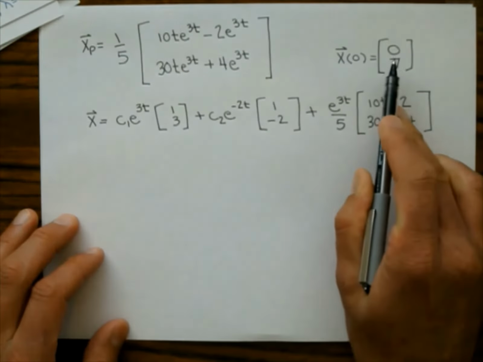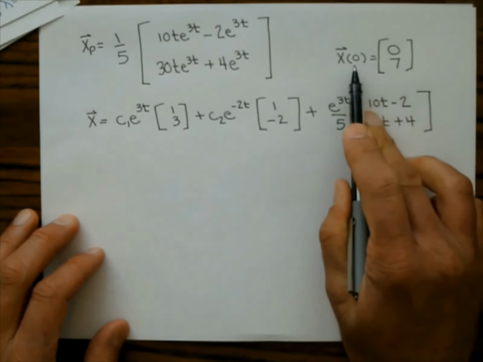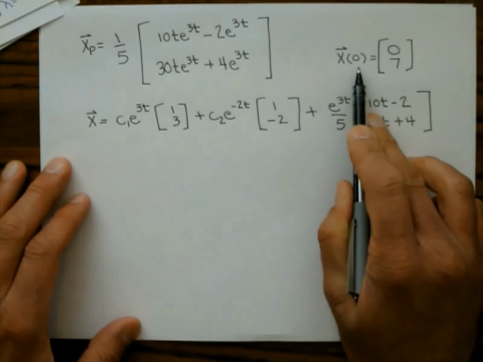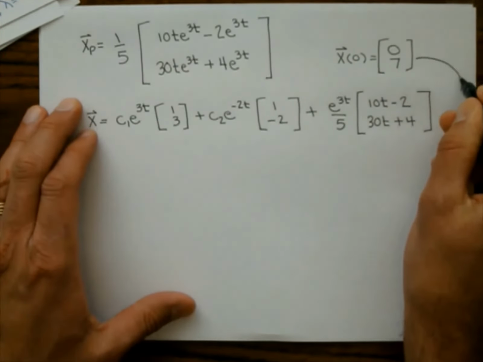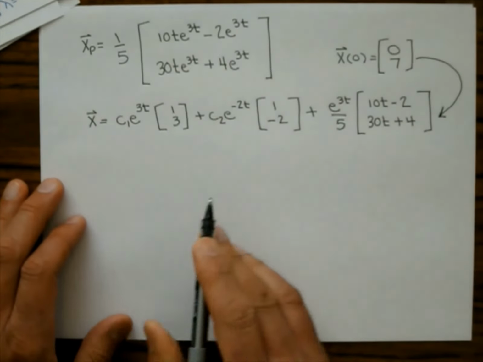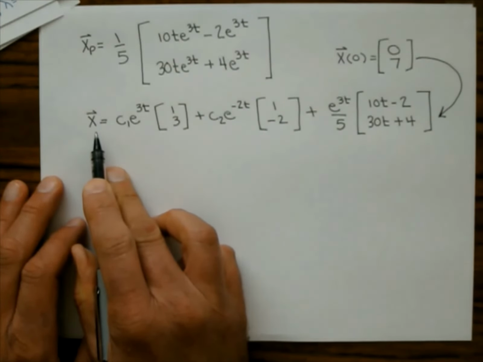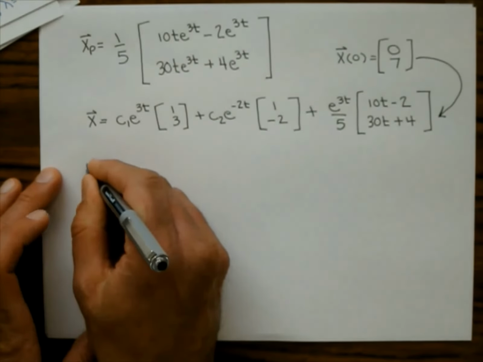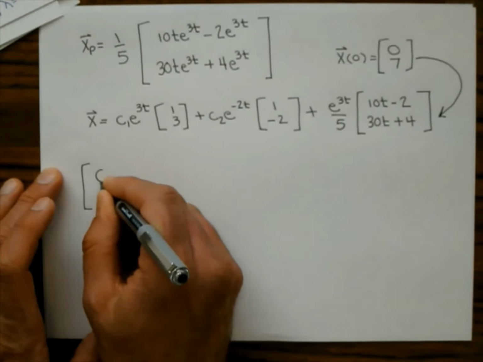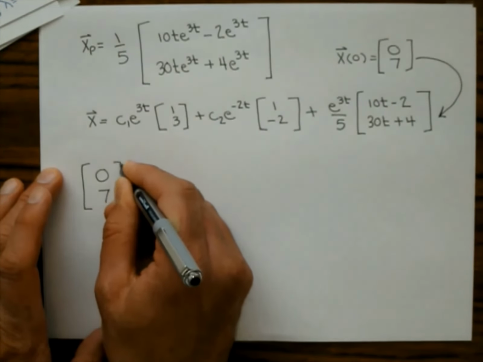So it just means x bar is 0, 7 when t is 0. That's what it means. So I'm going to plug that into this equation. Let's see what we get. So this x bar is going to become 0, 7.